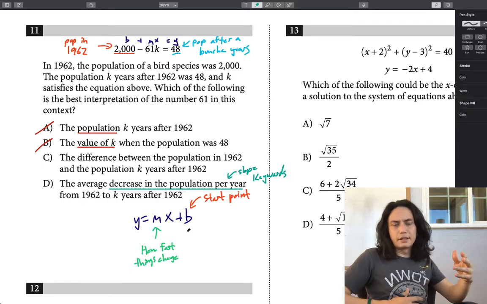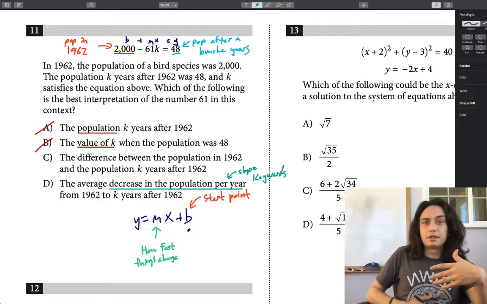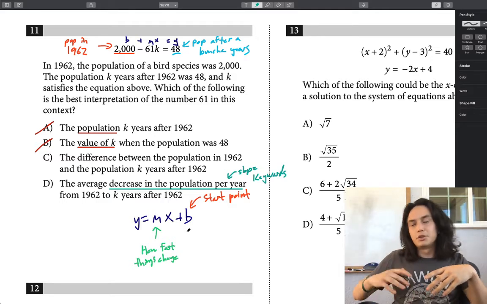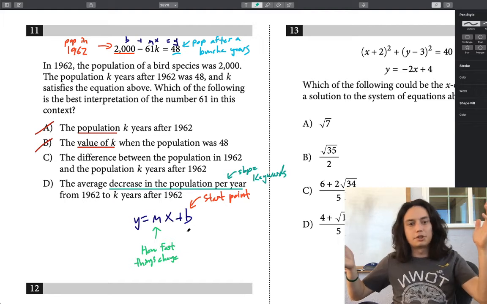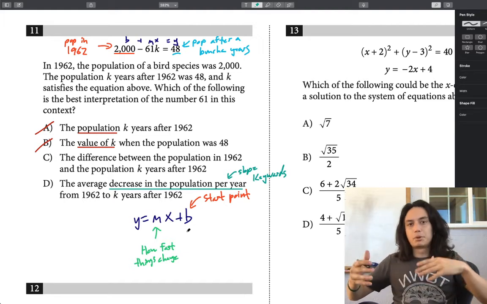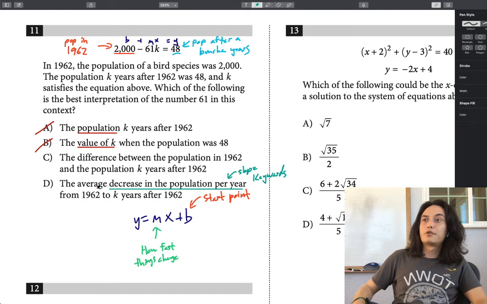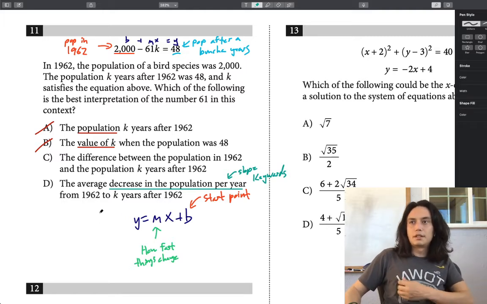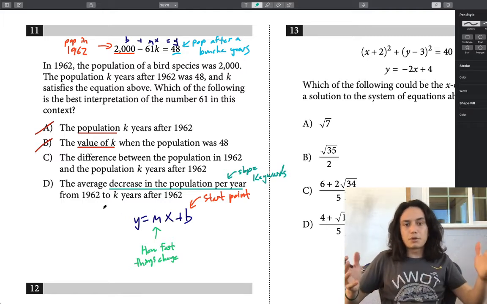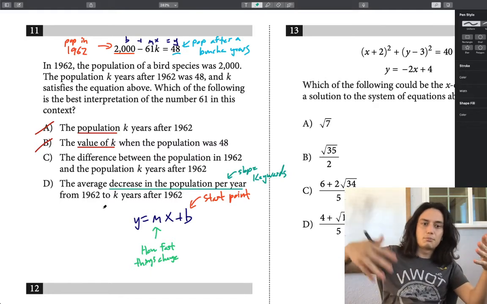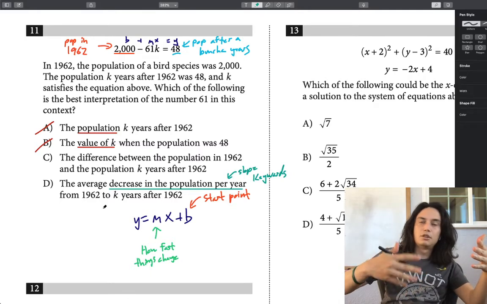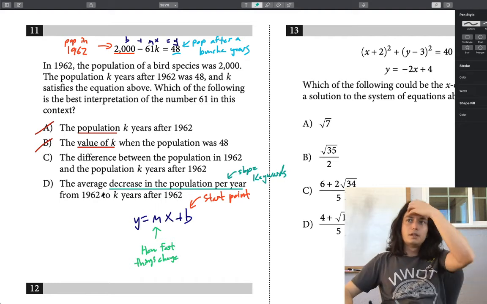Because when you're saving up for something, you start with 50 bucks and then you save $5 per week. You're driving to the store, you started off at your house, you're going to drive 5 miles per hour. All of these something per something, these are slope words. And so 61 is the average decrease in the population per year from 1962 until k years after 1962. We're starting in 1962, and in the 3 years that have gone by, the average amount each year that the population has gotten lower is 61 per year.